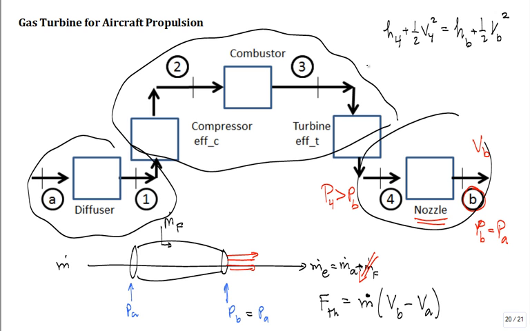Which of these 4 groups of terms is approximately 0? H of 4, 1/2 V4 squared. H of B, or 1/2 VB squared. Here, I'll do this. Clicker question. I think that's close to 0 or negligible. That's close to 0 or negligible. That's close to 0 or negligible. Or that's close to 0 or negligible. Which of these 4 terms is close to 0 or negligible?